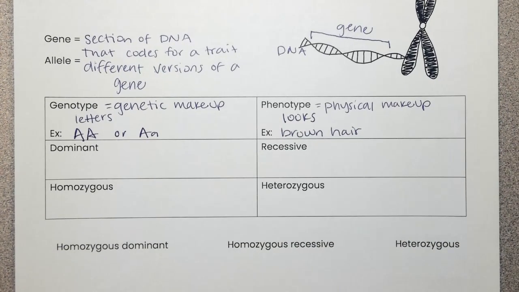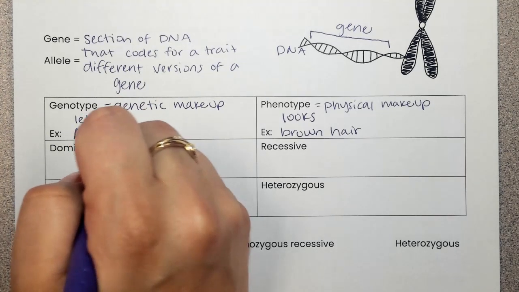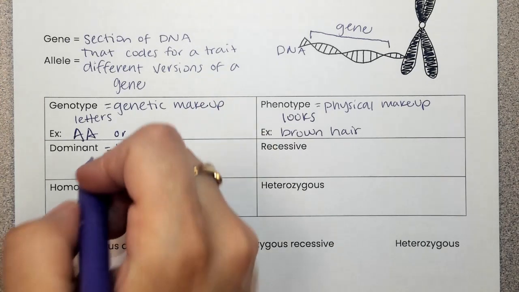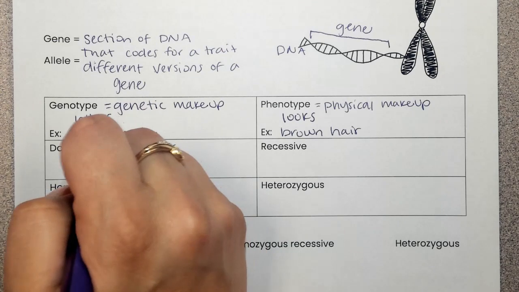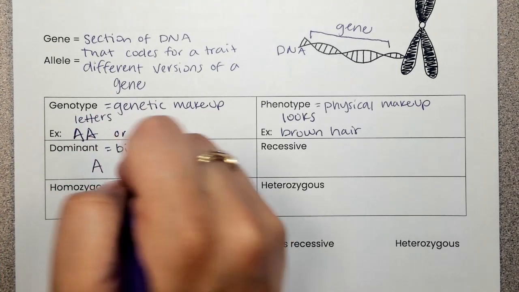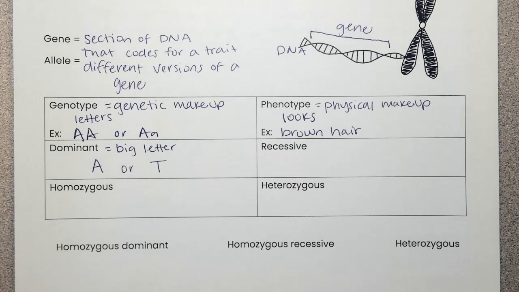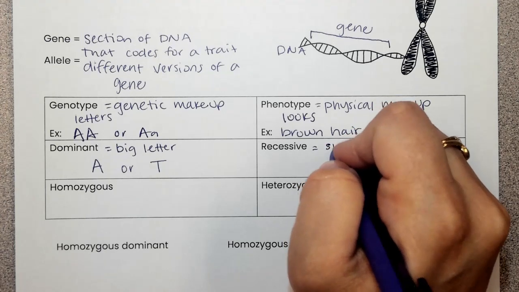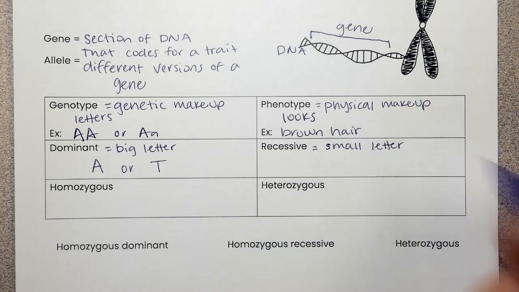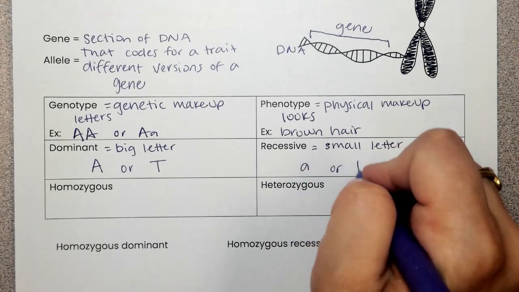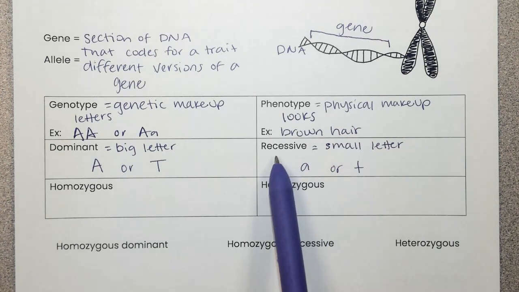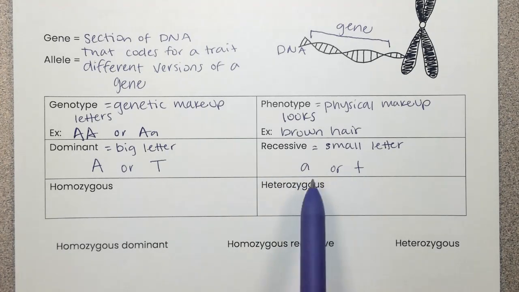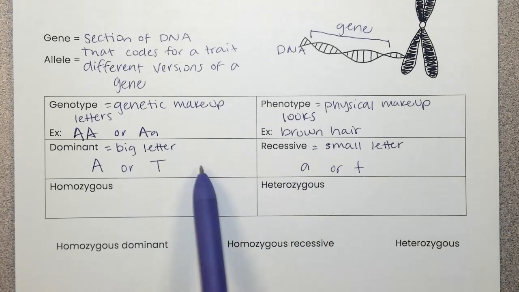Now a dominant genotype or a dominant allele is going to be represented by a big letter or a capital letter. And these ones will show up if they're present. So like big A or big T. Okay, so we're going to use a big letter to represent them. Recessive alleles are going to be represented by a small letter or a lowercase letter, like little a or little t. Now, to have a recessive trait, you have to have 2 copies. So we'd have 2 little a's or 2 little t's for that trait to show up, because it can be covered up by the dominant allele.